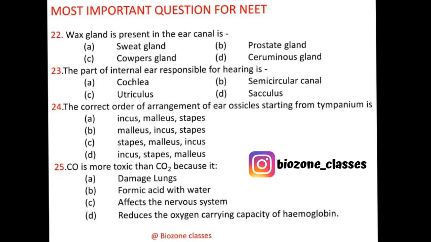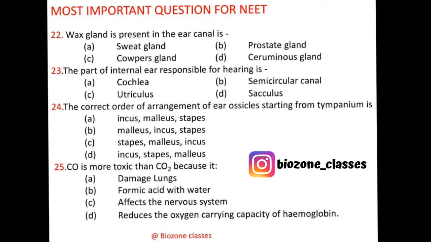Now we come towards question number 22. The wax gland present in the ear canal is a modification of, indirectly the question is asking, sweat gland, prostate gland, Cowper's gland and ceruminous gland. So the wax gland present in the ear canal is the ceruminous gland, and it is responsible for the secretion of cerumen or ear wax, as we commonly say. And one question has already been asked on the chemical nature of cerumen. So cerumen, you remember, contains lipids.